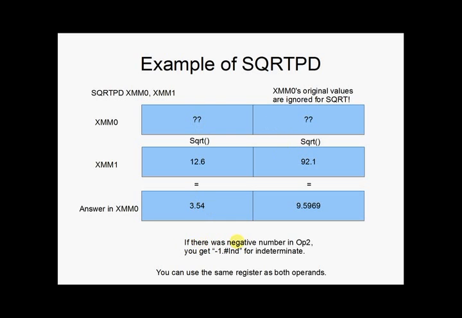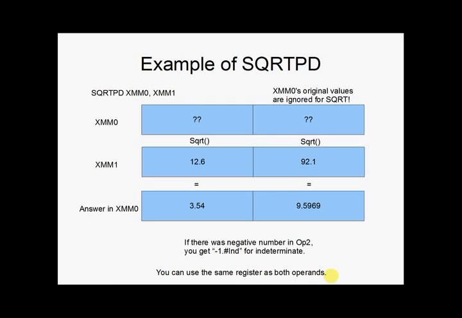Alrighty, so just something to be careful of is if any of these have negative numbers in them, if your elements in XMM1 or your source operand, whatever you happen to be using, has a negative number, you'll get indeterminate as the answer, since it's not defined. It doesn't do complex maths, just regular floating point arithmetic, so you'll get negative 1 dot pound IND. Rather strange answer.